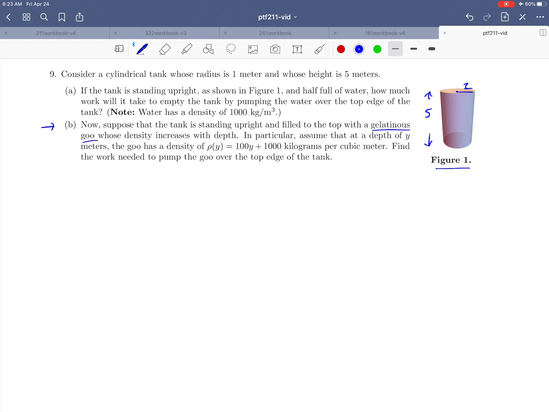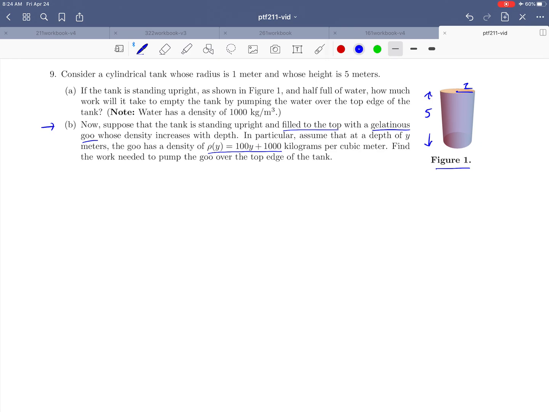And in this case, we've got a substance that doesn't have a uniform density. So in part A, we had a constant density of 1,000 kilograms per cubic meter. This time, the density is going to depend on where the goo is in our tank. So there's a function that represents our density. And the other thing is that in this case, our tank is full. That's going to be another difference from part A.